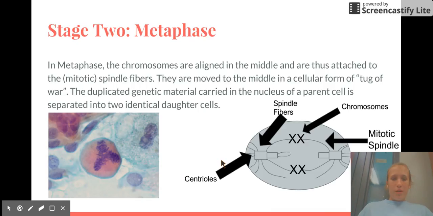Stage 2, metaphase. In metaphase, the chromosomes are aligned in the middle and are thus attached to the mitotic spindle fibers. One way you can remember metaphase is because meta rhymes with middle, and the chromosomes are aligned in the middle. They are moved to the middle in a cellular form of tug-of-war. The duplicated genetic material carried in the nucleus of a parent cell is separated into 2 identical daughter cells.